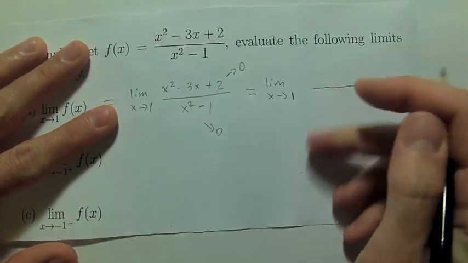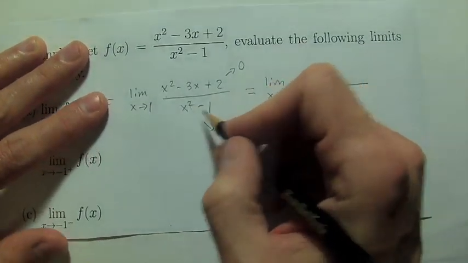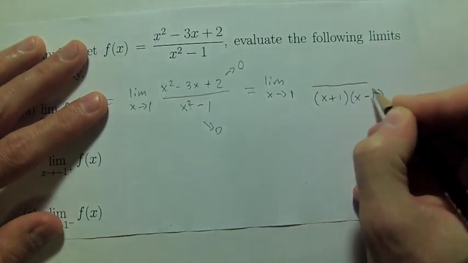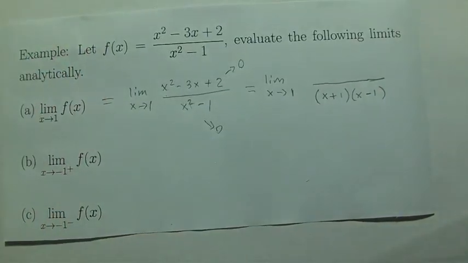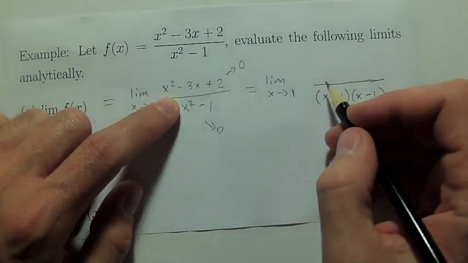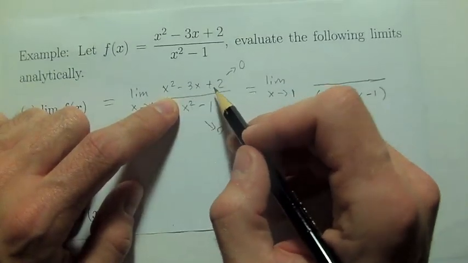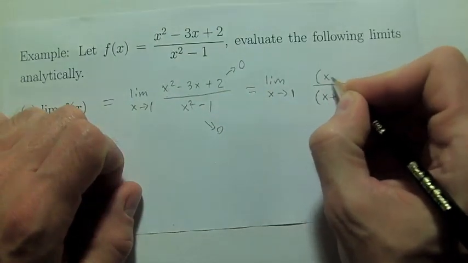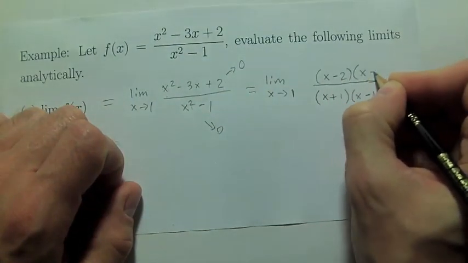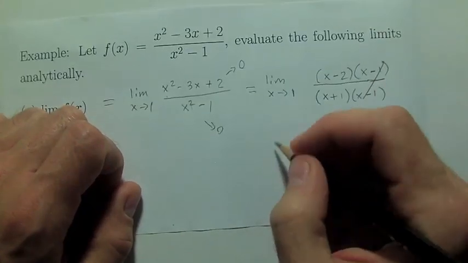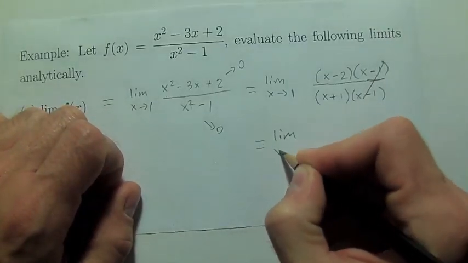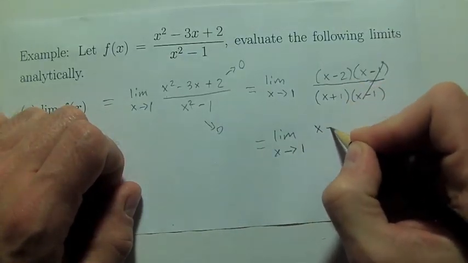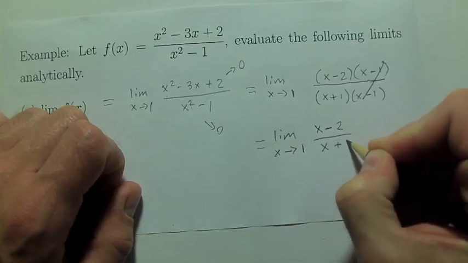Well, I definitely see right off the bat that the denominator factors as a difference of squares, so that will be x plus 1 times x minus 1. And then the numerator, that's x squared minus 3x plus 2. I would want factors of 2 that sum up to be negative 3, so that is x minus 2 times x minus 1. And so the x minus 1's cancel. Okay, and we get the limit as x goes to 1 of x minus 2 over x plus 1.